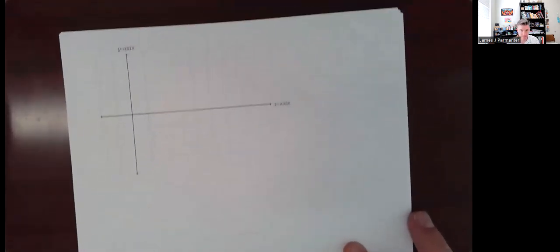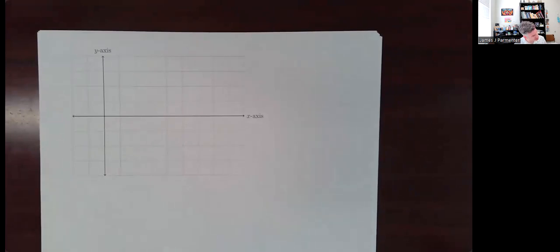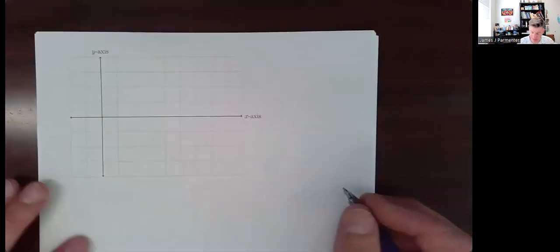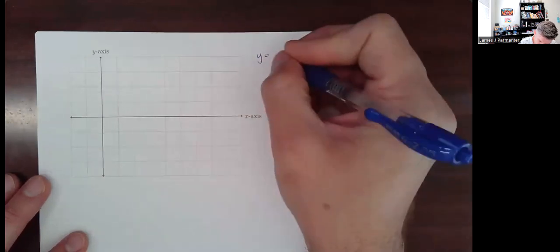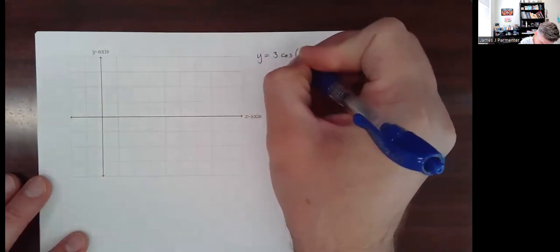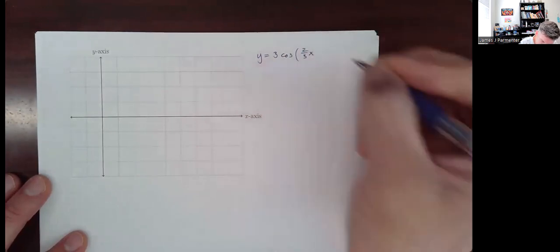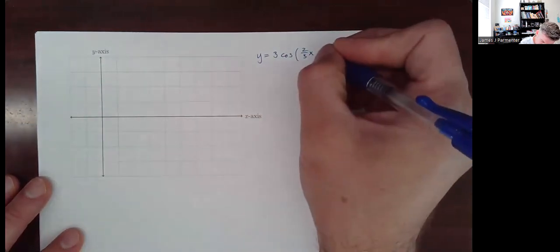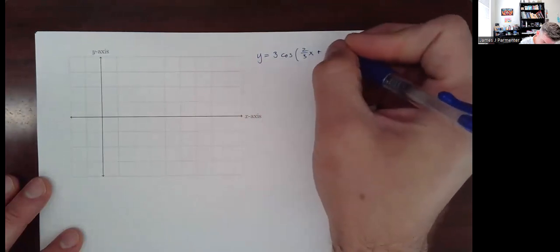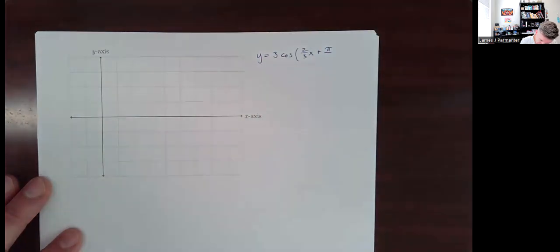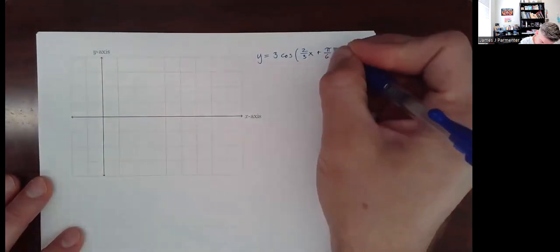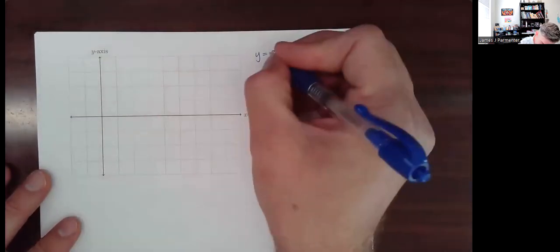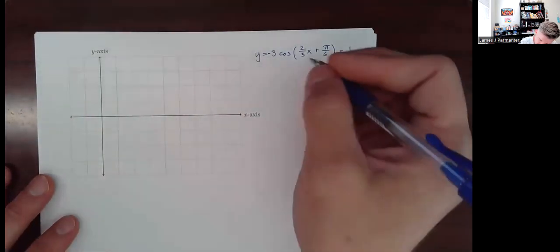All right, so let's try the following. That was a sine. Let's do a cosine and another sine. Let's try putting all the pieces together. Let's say we're going to do y equal to 3 cosine of 2/3 x plus pi over 6 minus 1. Okay, all the things. Let's make it a negative. Sure, let's make it y equals negative 3 cosine of 2/3 x plus pi over 6, minus 1.